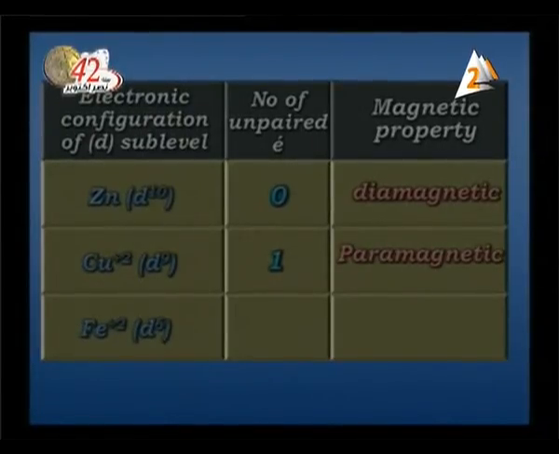Iron positive 2 has 6 electrons in the d sublevel, so the number of unpaired electrons here is 4 and the magnetic moment equals 4. So the magnetic property of that element will be paramagnetic, as it has 4 single electrons.